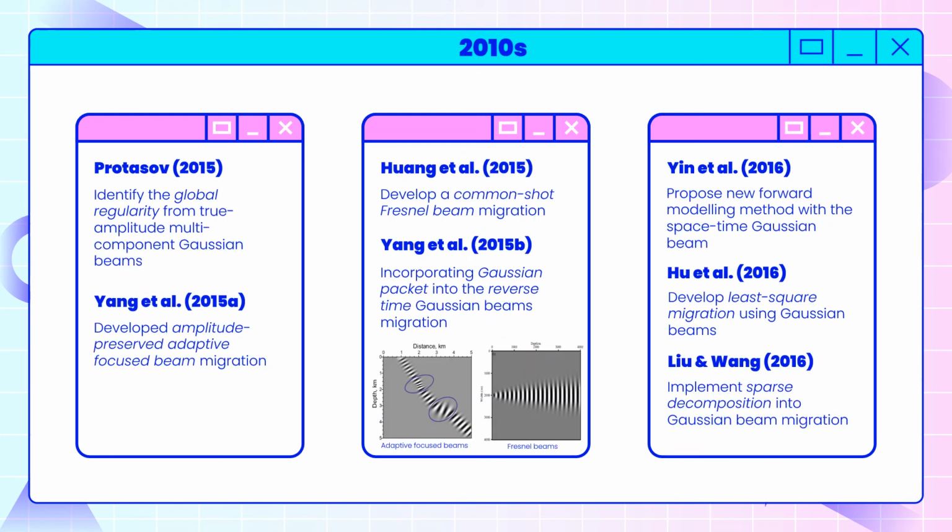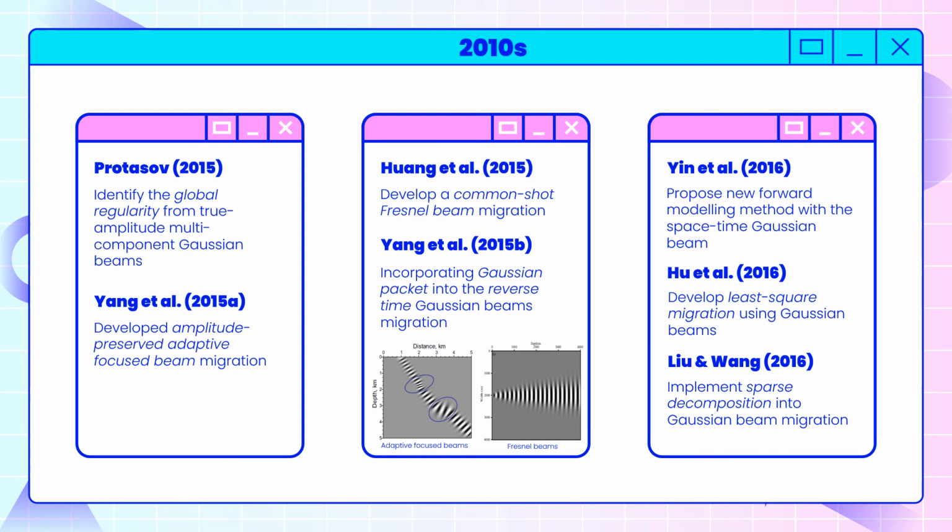Protasov in 2015 revised true amplitude Gaussian beam migration upon multi-component seismic data in two-dimensional anisotropic elastic media by identifying the global regularity of chosen weight summation Gaussian beam from the computed rapid velocity variation for a range of available dip angles. Yuan et al.